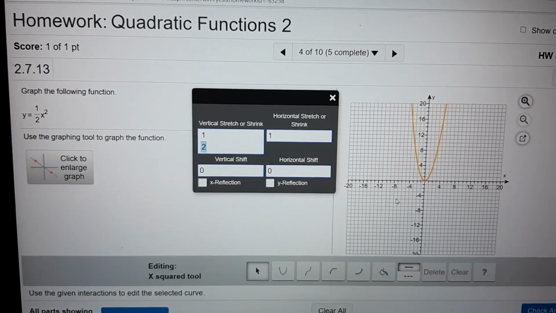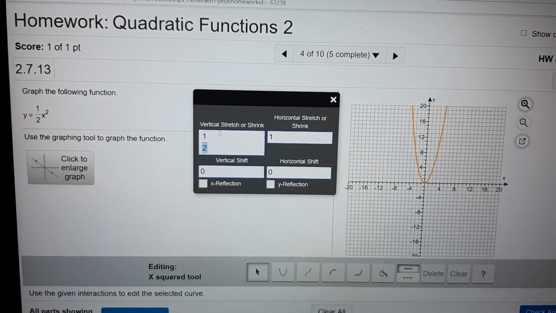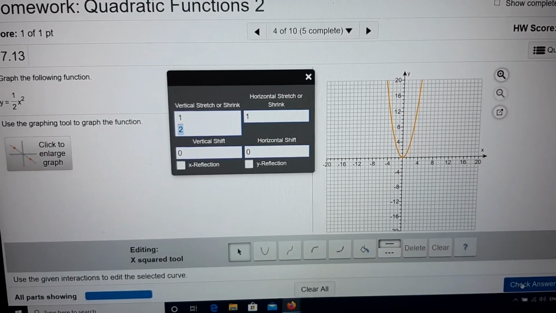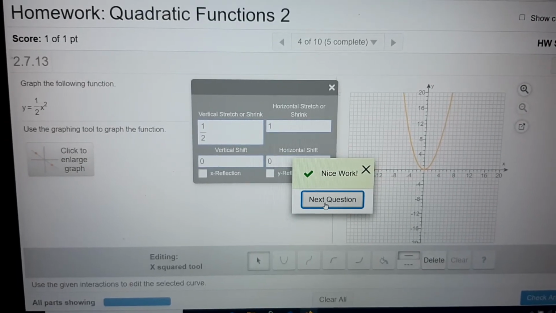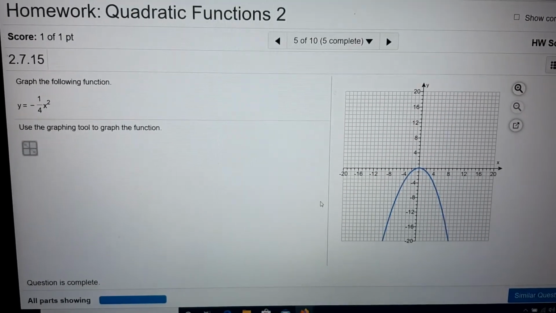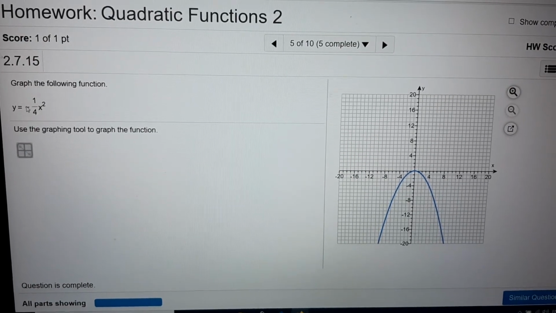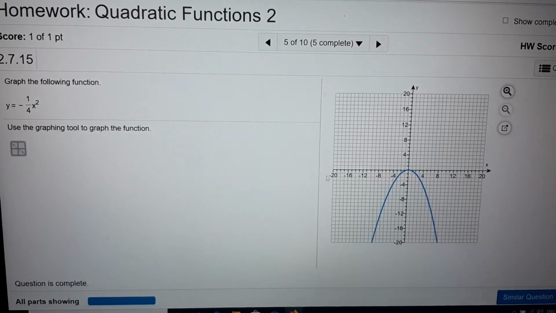Anyways, we did those steps. Click on the graph, click on parabola, click on 0, 0. Then it'll bring this up. Put in vertical stretch or shrink of 1/2. Check answer. Thank you, MyMathLab. Okay, let's do number 5. Number 5 is the one that I answered already. y equals minus 1/4 x squared.